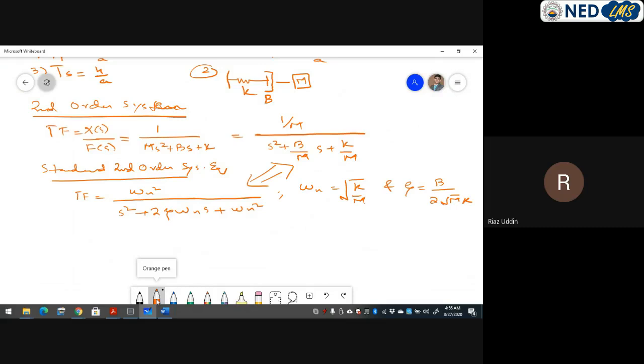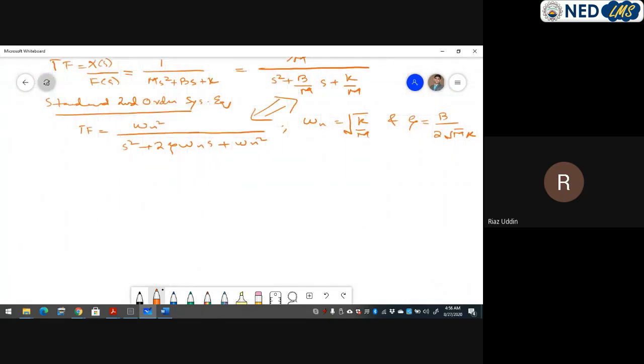Now for different values of ζ, those are actually dependent on b, m and k. For example, if I want to make ζ greater than 1, which is the typical overdamped case, you will try to keep b greater than 2 under root mk. You will select those values of m and k so that b is always greater than 2 under root mk.